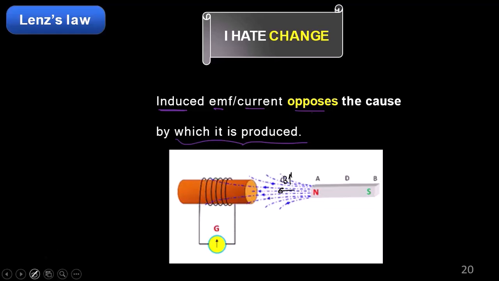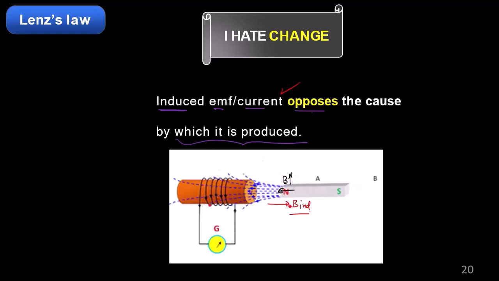So the loop is trying to reduce this effect by producing an opposing nature. Now what is the opposing nature? The opposing nature is called the induced effect. So as an induced effect, the coil will try to produce a magnetic field in this opposite direction. So this is the induced effect, and this is generated by the coil. So out of nothing, the coil is producing the induced effect. But I know that in order to produce a magnetic field, a current must flow. So that means there must be some current flowing through the coil.